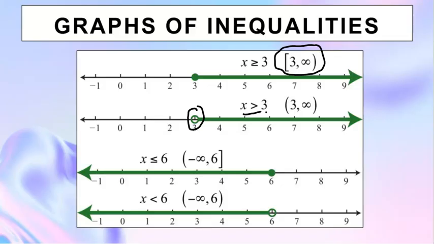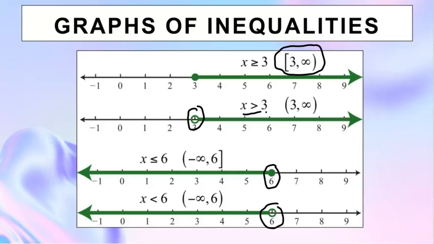The third one, they have a filled in circle here at 6 because 6 is the biggest number it can be. So they say x is less than or equal to 6. So you have a parenthesis on the left side because it goes to negative infinity, all the way up to 6 with a bracket because 6 is part of it. And then the last one, you have an open circle at 6 because 6 is not part of the solution set. It's everything less than 6. And so in interval notation, you have the parentheses used.